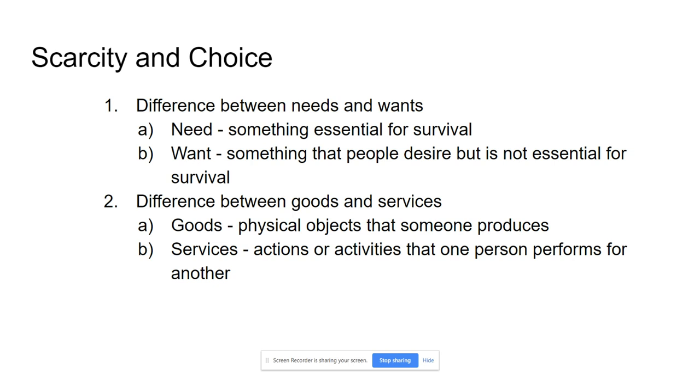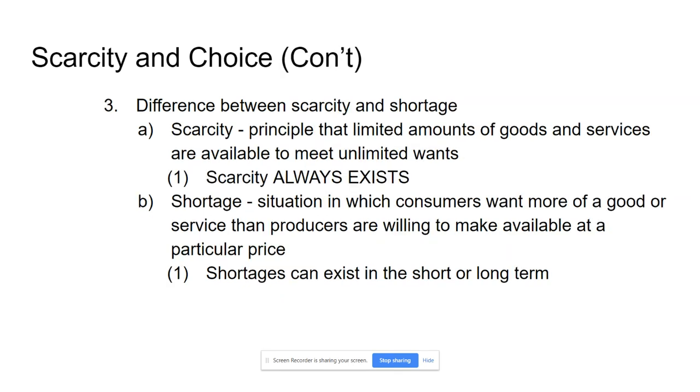Okay, so we have our differences between goods and services. Now we get into the differences between scarcity and shortage. Okay, and this is a little bit different. Those first two things are a little bit easier to understand because they're things that we recognize anyway. Scarcity and shortage are concepts that you're probably aware of already, but in terms of the minute details, it's probably something that you haven't thought too much about. So that's why we're going to go into this.